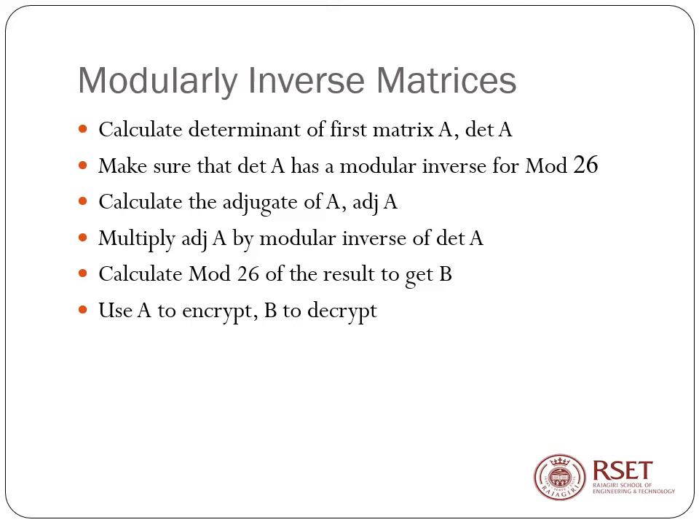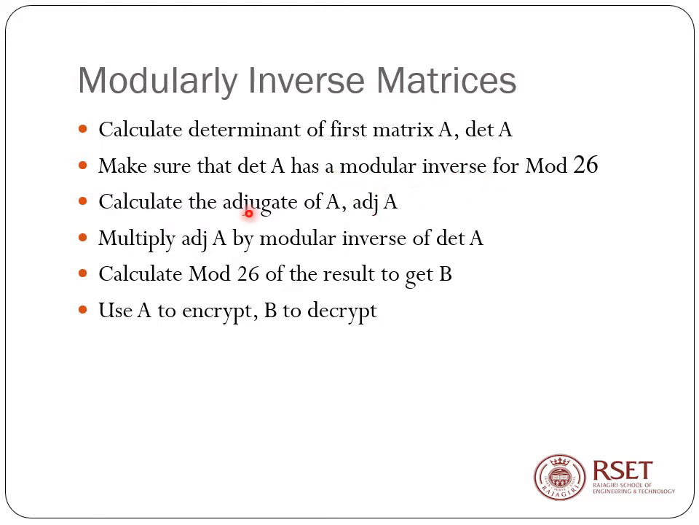So the method is explained here. You have to calculate the determinant of the matrix A, that is the original key matrix. Make sure the determinant of A has a modular inverse for mod 26. The determinant is a single value, right? You have to make sure that element is co-prime with 26. If it is not co-prime, then there is no point in proceeding further, because you will never get an inverse matrix for performing decryption.